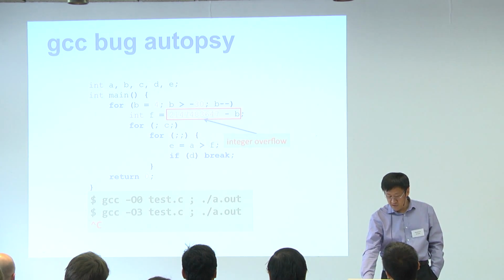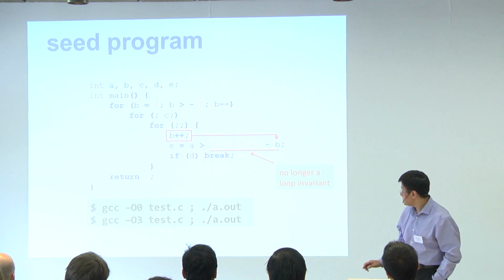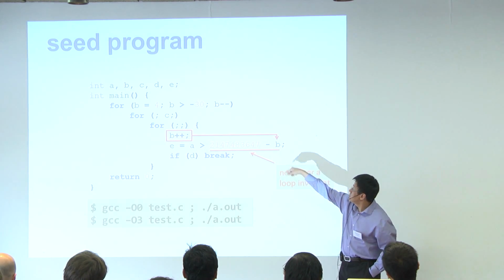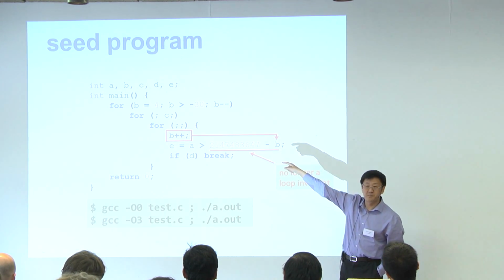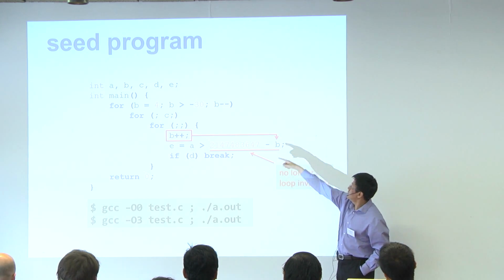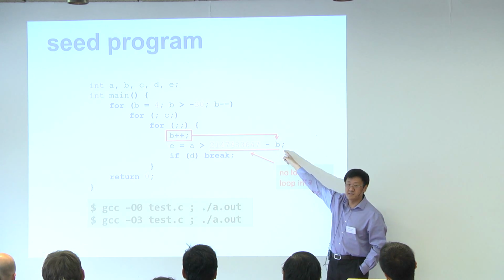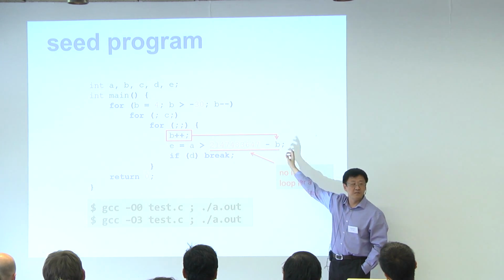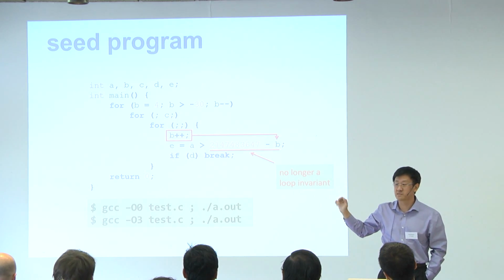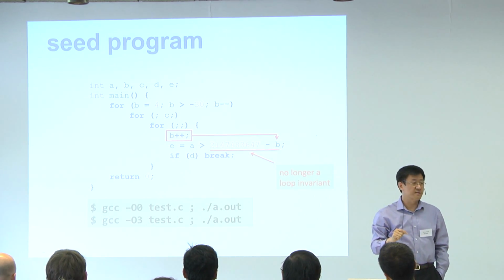So the original seed is kind of like this. There was a B++. Again, the inner loop is not executed, so the B++ is also dead. Yes? But there is a B++, so this one is not a loop invariant, so it didn't do the hoisting. So that was the original program. We got rid of the B++ and were able to discover that bug.